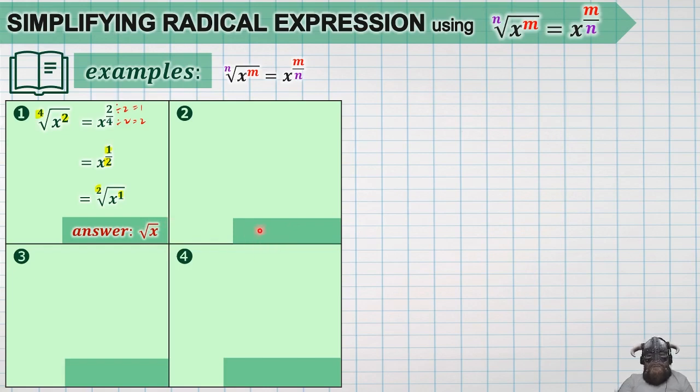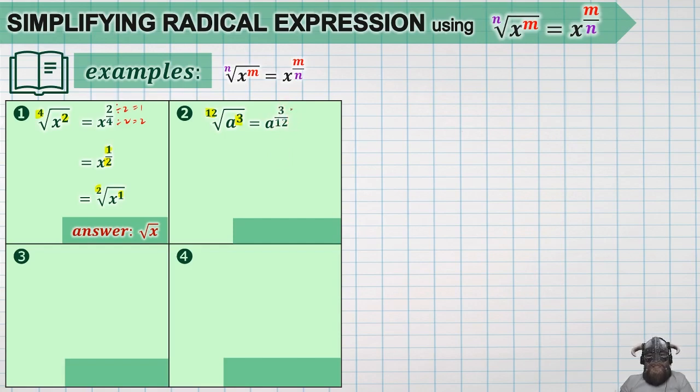Next, let's have number 2. We have now the given the 12th root of a raised to 3 or a cube. So, ang gagawin natin dyan, ganun pa rin. We transform this into an expression with rational exponent. Numerator si 3 or nasa taas si 3, and then denominator or nasa baba si 12. So, it will become a raised to 3 over 12. And all we need to do is to get the lowest term of this 3 over 12.